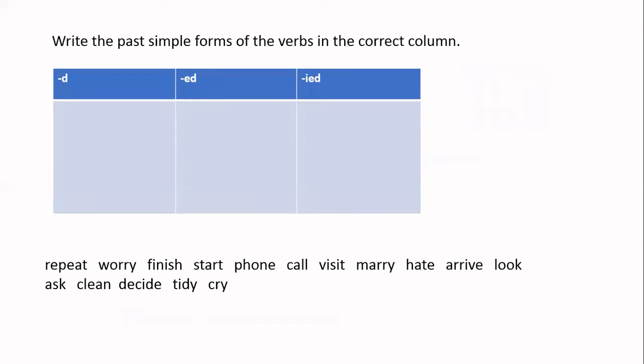Okay, so have a go at this table. Write the past simple forms of the verbs in the correct column. So we've got the first column is just a d ending, second column ed ending, third column ied ending. So have a look at the verbs at the bottom and see which column you think they belong to.